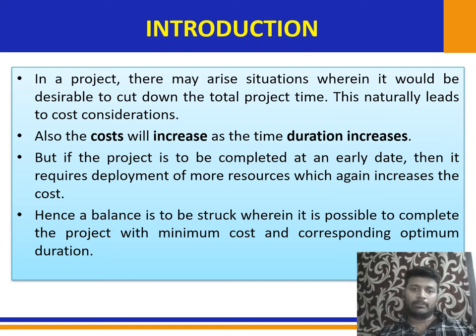So here the balance has to be maintained: whether it is possible to complete the project with minimum cost or optimum duration. Whenever I increase the project duration, the cost is going to increase, and whenever I deploy more resources, the cost is also going to increase. So both scenarios say that the cost is going to increase, but as a project manager, you need to make sure what is the optimum cost that the project or activity will take. We need to find out that balance: whether it is possible to complete the project with minimum cost and corresponding optimum duration.